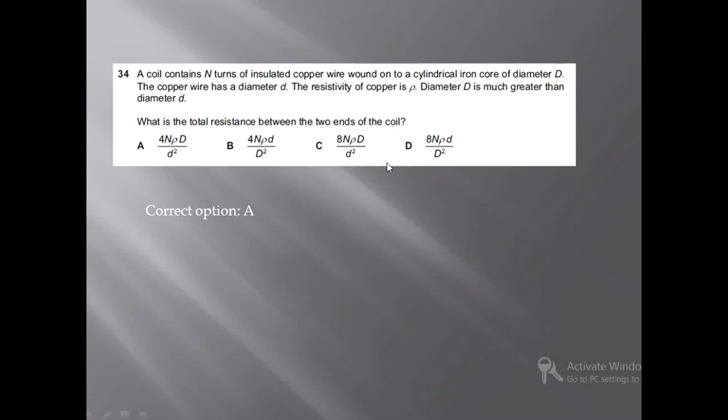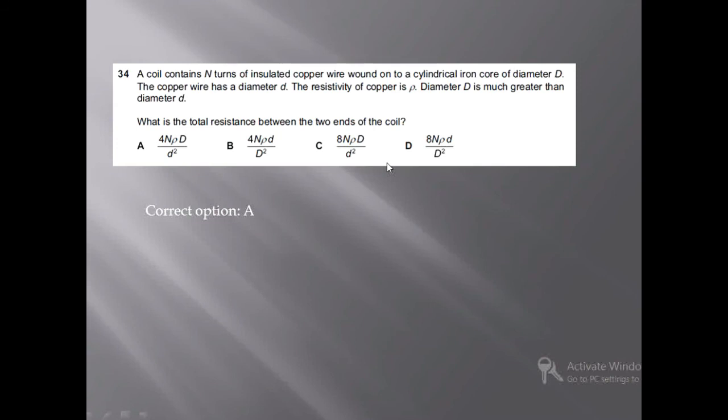And the next important thing to be found out is the cross-sectional area of the copper wire. In order to find the cross-sectional area, we are going to use the formula area is equal to pi times d by 2 squared, where area is going to be pi d square by 4, but in this case d is small d. Now we are going to substitute the value of length and area in the equation, that is R is equal to rho L over A.